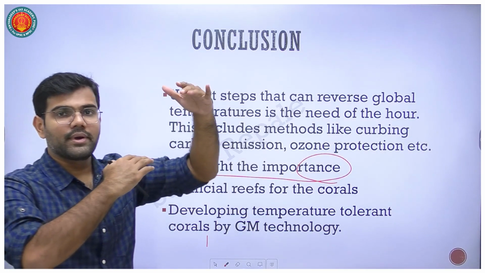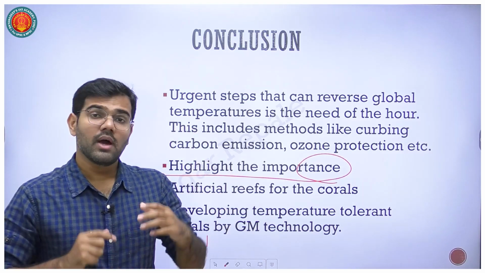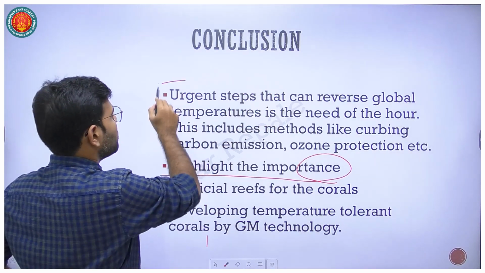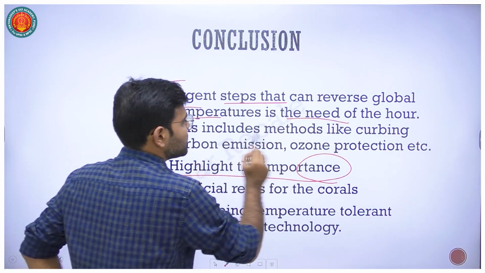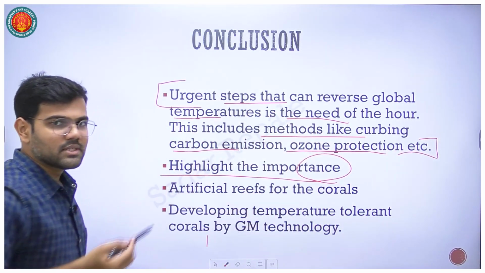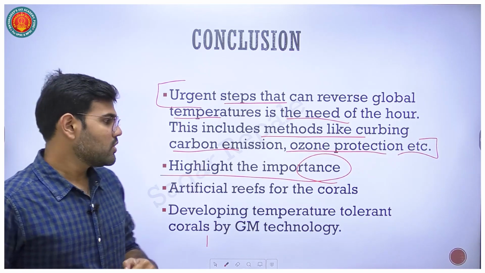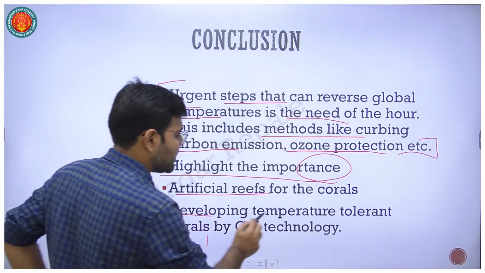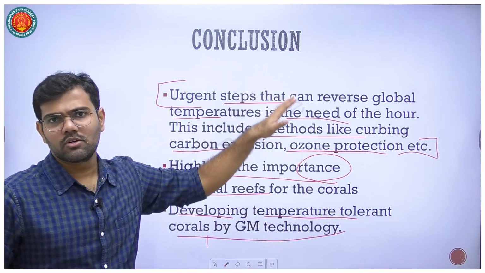Or you can write, we have written the impact, so corals are deteriorating. So in the conclusion, in short, you can write about how we can solve this problem of the ocean impact of global warming. So urgent steps that can reverse the global temperature are a need of the hour, and this includes methods like curbing carbon emissions, ozone protection, etc. So these are some measures to reduce global warming, and when global warming is in control, we can save our coral system. Or artificial reefs for the corals, that can be a solution. And then what? Developing temperature tolerant corals by genetic modification, GM technology. So that can be the conclusion.